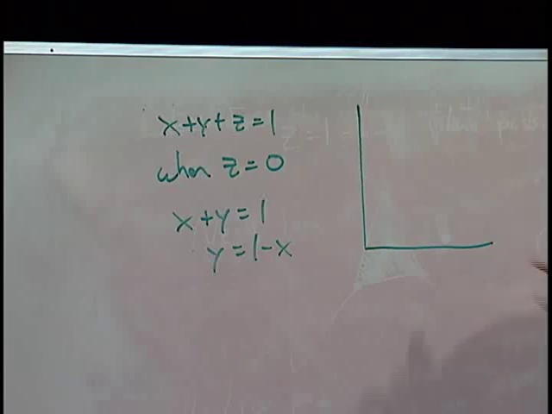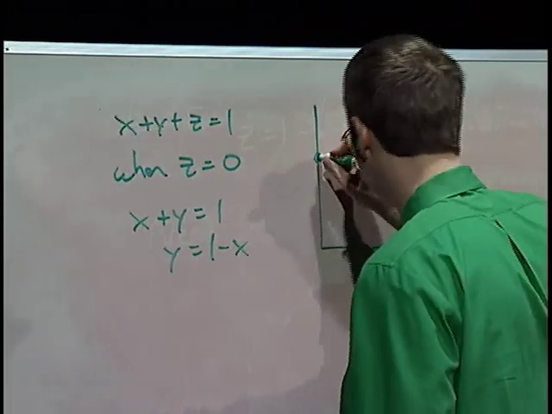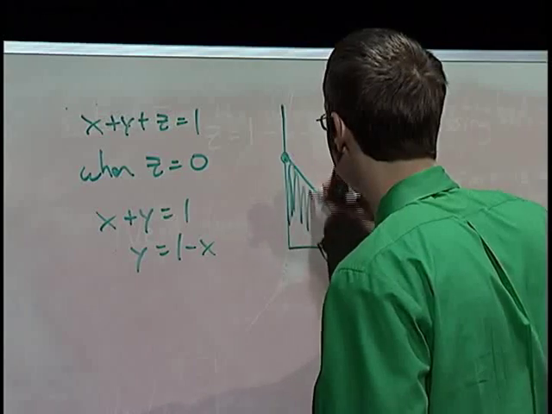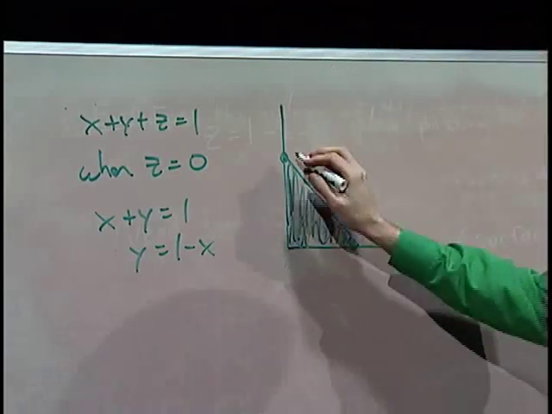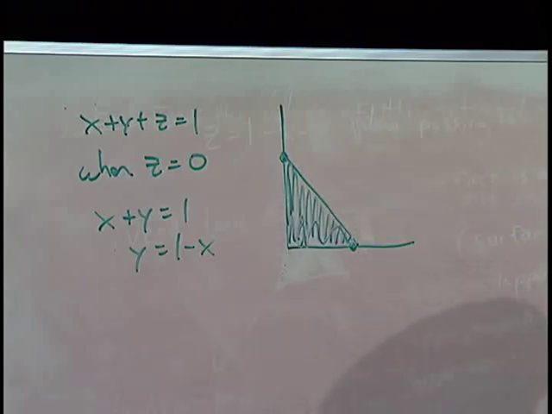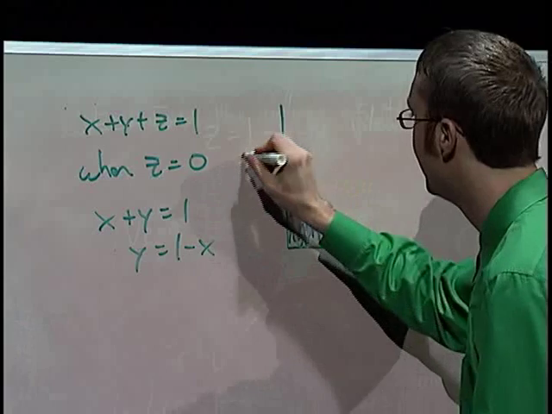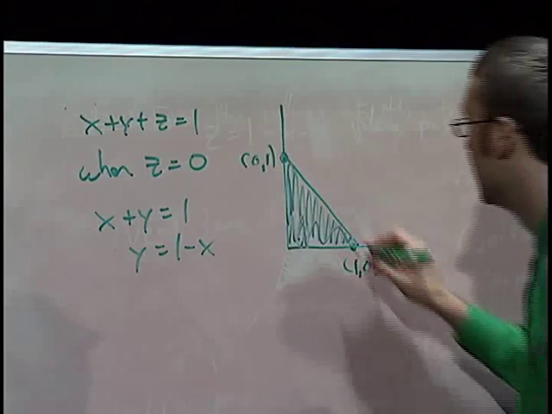So it's bounded by x equals 0 and y equals 0. It's in the first quadrant, and it's the line y equals 1 minus x. In particular, it's that region right there. This is the line 1 minus x restricted to the first quadrant. And this is 1, 0, and this is 0, 1. So that's what our surface looks like in the xy plane.